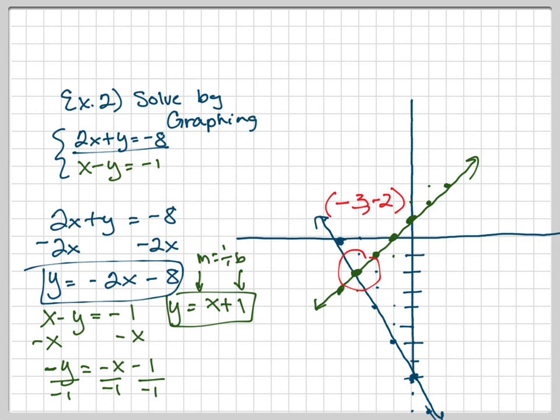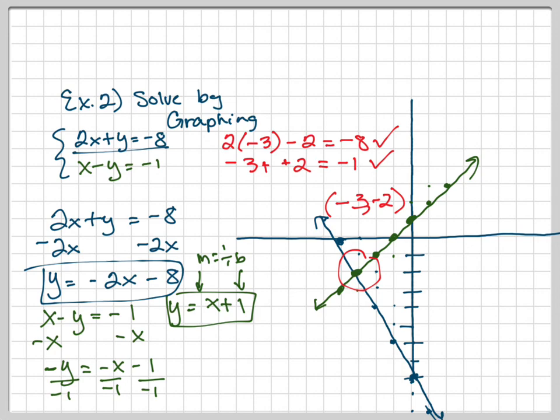Does it work in both places? Go back to these original equations. If I have x is negative 3, then I'm going to have negative 3 for x minus 2 for y. Is negative 6 minus 2 negative 8? Yes. Okay, affirmative. How about on the other one? Negative 3 minus negative 2. Does that make negative 1? No. Plus. Yeah, it does. Negative 3 plus 2, right? That makes negative 1.